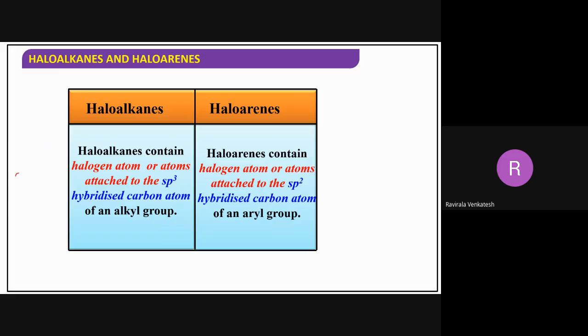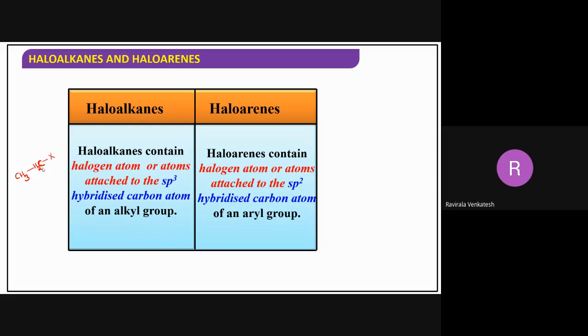I have written like this: CH3, CH2. Okay. Now, the halogen-bonded carbon is which type of hybridization? Anybody? What is the hybridization of this carbon? sp3. sp3. This carbon is having only single bonds.